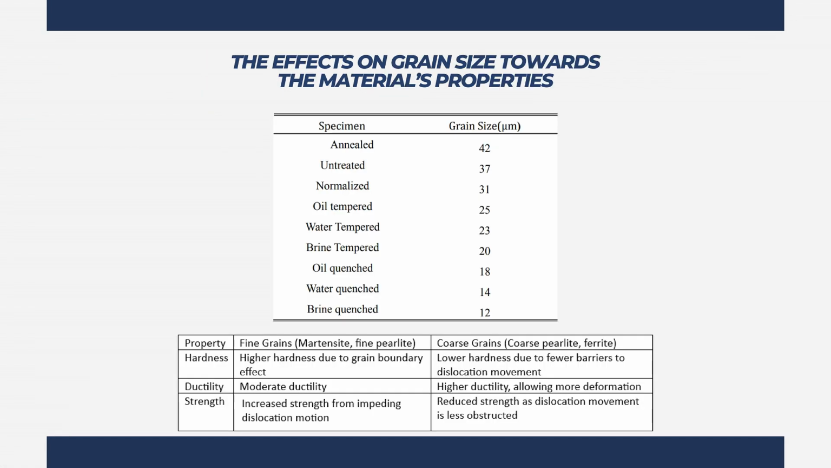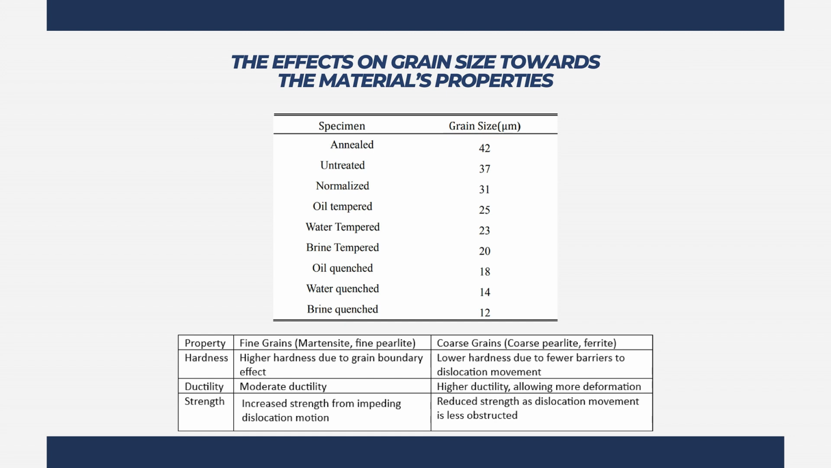So before closing, I'm going to be explaining how the grain size affects the material's properties. Grain size can affect the material's mechanical properties, since larger grain size typically increases the ductility but reduces the strength and hardness of a material, while smaller grains enhance strength and hardness by restricting the dislocation movement within the material.